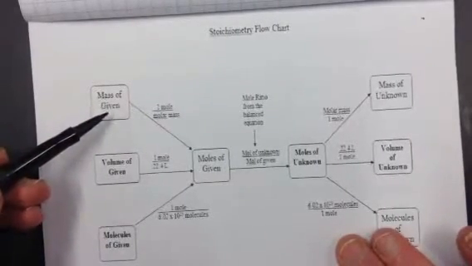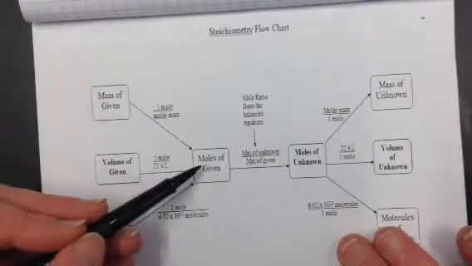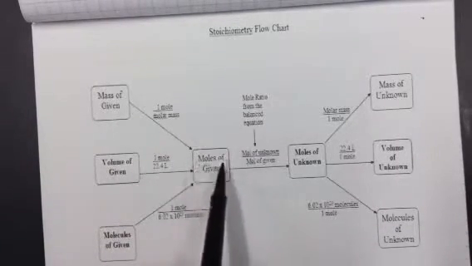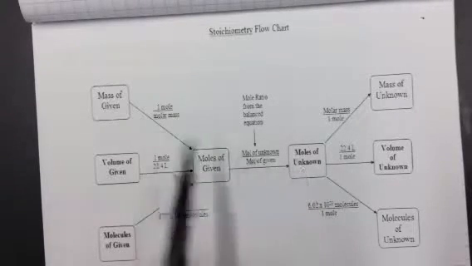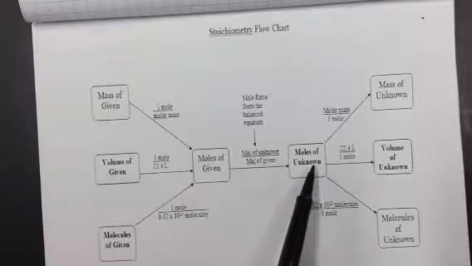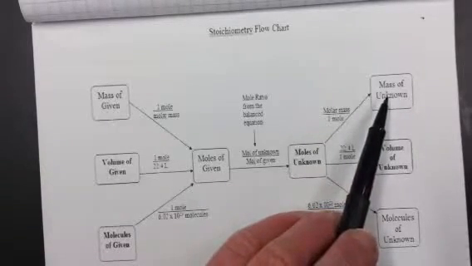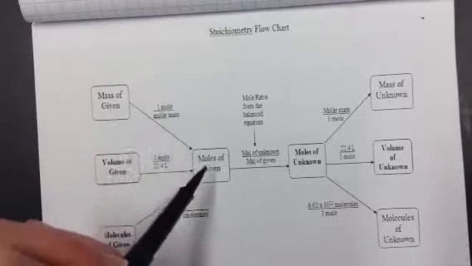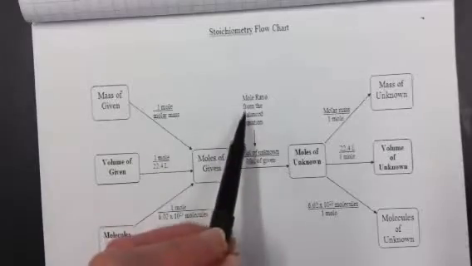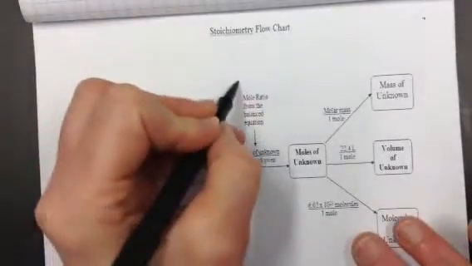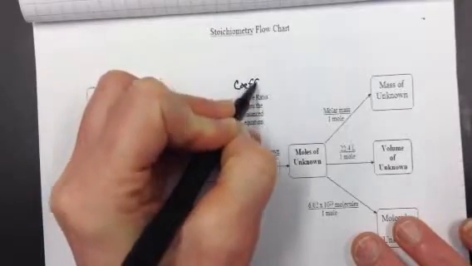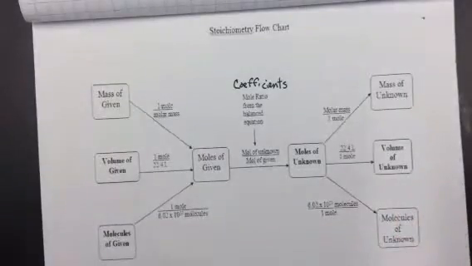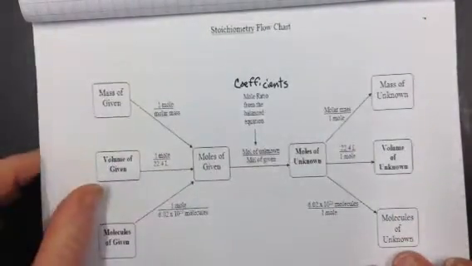We're starting with the mass of given, so we have to go to moles of given. That's one step. We need the mole ratio, the ratio of the moles of the given to the moles of unknown. That's two steps, and then we need the mass of the unknown, 3 steps. We use the mole ratio from the coefficients in the balanced equation. And then from the moles of unknown to the mass of unknown.